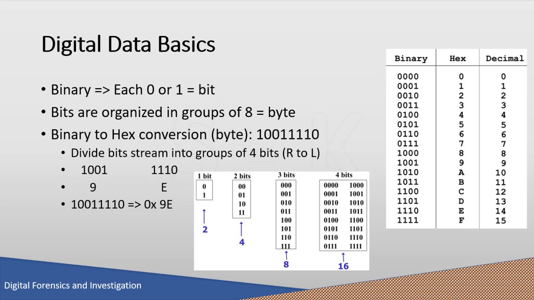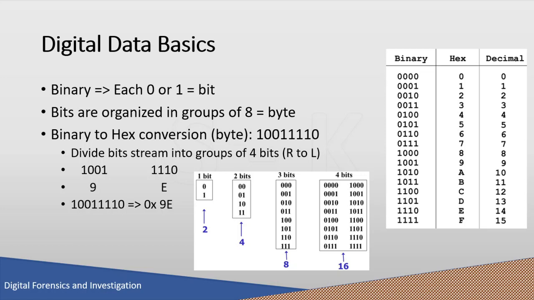For example, if we have an 8-bit binary string, we can easily convert that 8-bit binary string into the hexadecimal format. To do so, we need to divide the whole string into 4-bit blocks, starting from right to left, and then represent each 4-bit binary block with its hexadecimal equivalent.